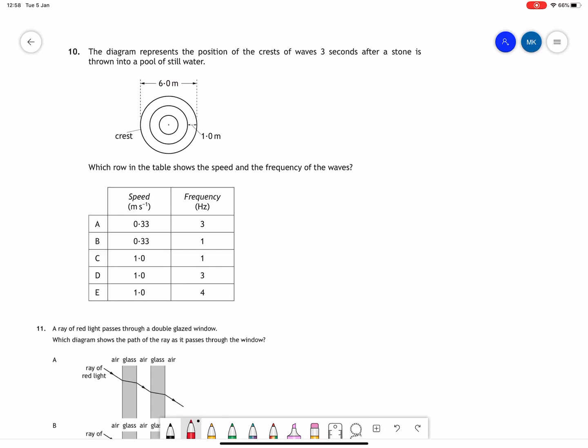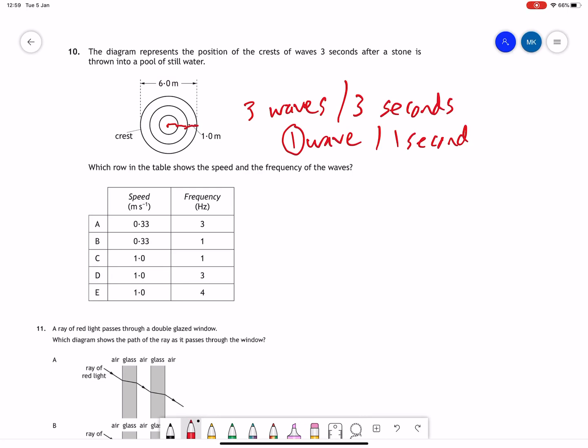Right, question 10. A stone is thrown into a pool right in the middle here, and you've got the crests of waves going outward over a period of 3 seconds. The frequency is how many waves in 1 second. Here you have one wave to here, another wave to here, and then another wave to here. So you've got 3 waves over 3 seconds, which means 1 wave over 1 second. So the frequency is 1 wave per second. So the frequency is 1.